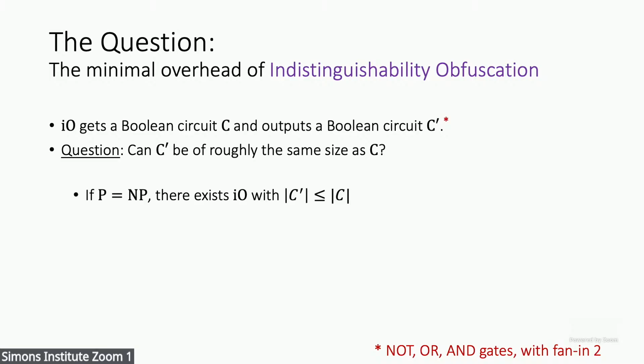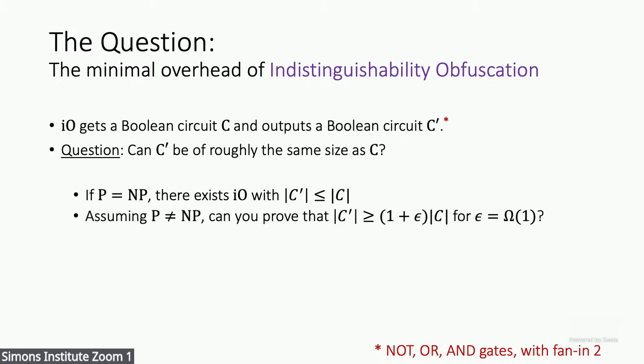And of course, if P is equal to NP, we have very good obfuscation. We have obfuscation with no overhead at all. The output circuit of the obfuscation is of the same size as the original circuit. But the question is, assuming that P is not equal to NP, that we have some hardness, can we prove some lower bound on the size of C prime? Can we prove that C prime must be at least 1 plus some constant times the size of C? And we do not know how to prove it. We don't have any such lower bound on obfuscation.